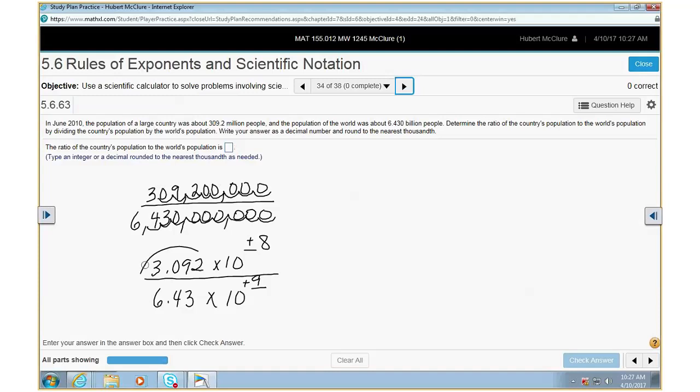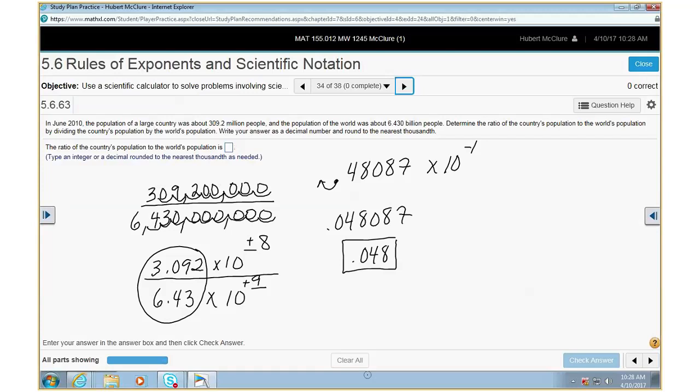And we're going to do this in the calculator. Somebody give me that to 5 digits, please. Point what? Times 10, and what's 8 minus 9? And then that means we need to move this. So that's going to be 0.048087. And they said round to the thousandth, right? 1, 2, 3, so 0.048. It's 5% of the population.